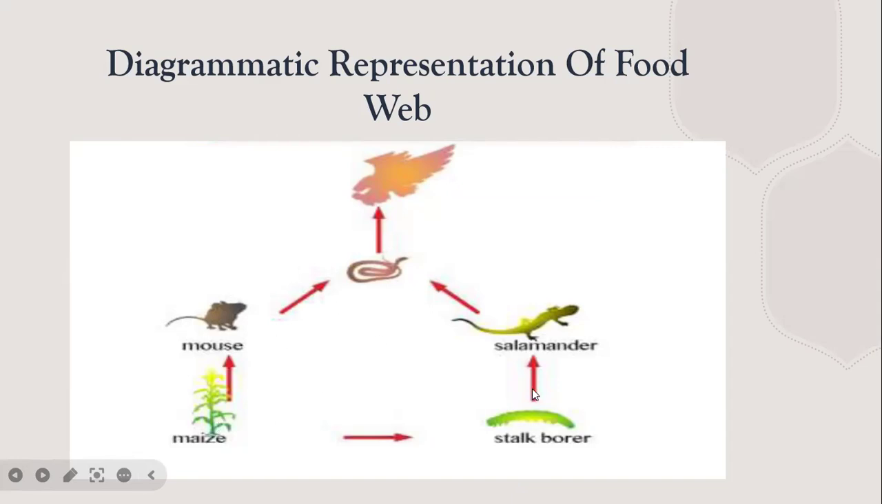And here are the producers, maize and the stalk borer. These are the two producers. And here we have the primary consumers, whereby the mouse eats the maize, and the salamander eats the stalk borer, and the snake eats these two, the mouse and the salamander. And the snake is the one that is eaten by the bird, for example, the eagle. So here you have an example of the diagrammatic representation of the food web. So these two are clear, the diagrammatic representation of the food chain and the food web.